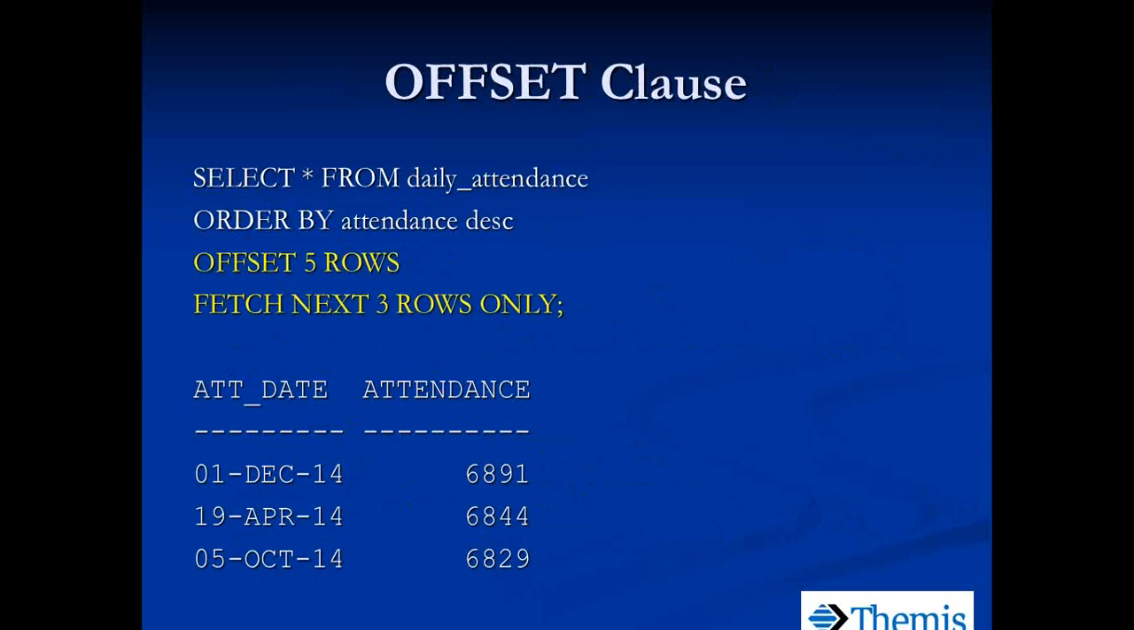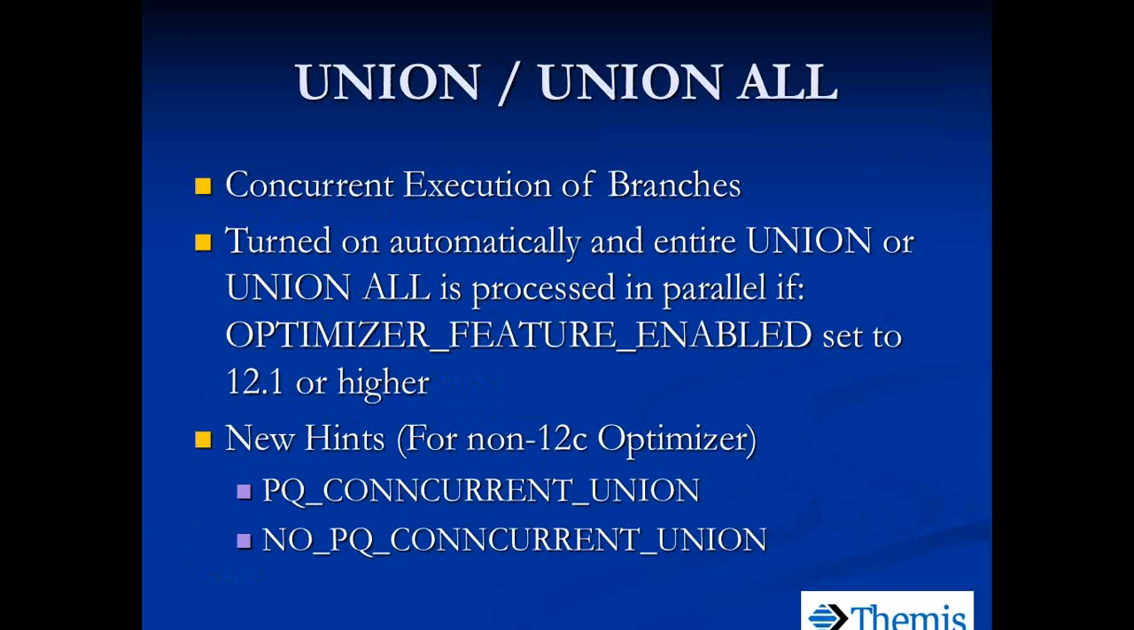All right, let's wrap these up here. Here's another one that you may not have to do anything on. This makes it short and sweet. But if you have any code that's doing unions and union alls, the benefit or the change in 12c is now we can do concurrent execution of each of those branches in that union or union all. So each of the selects could be running in parallel.